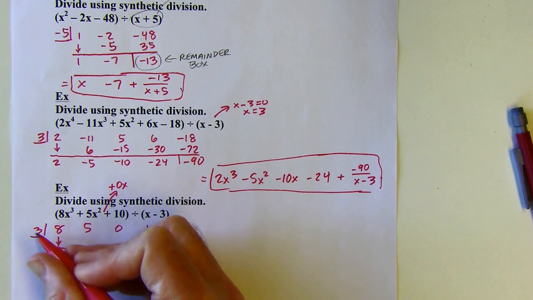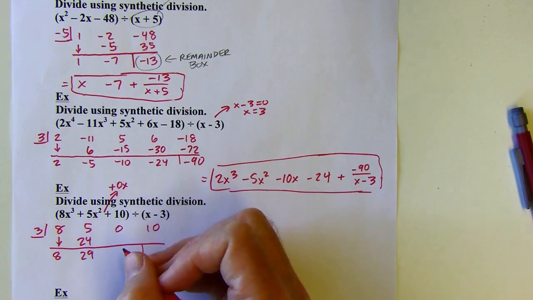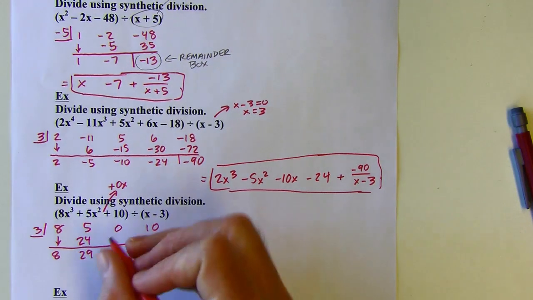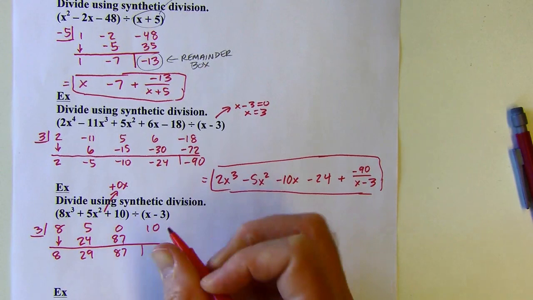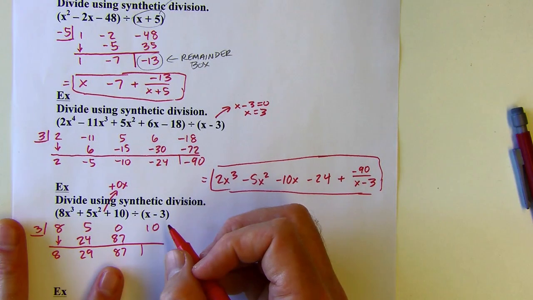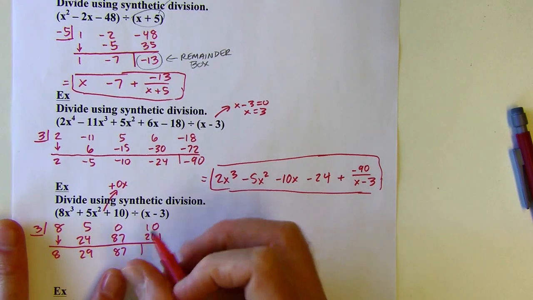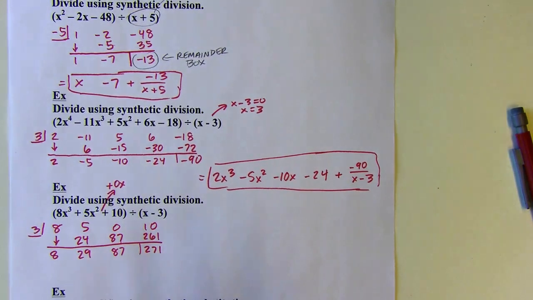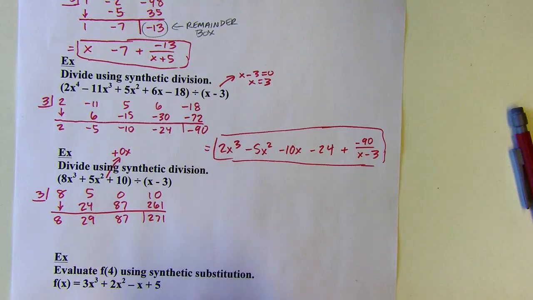So I pull down the 8, then I multiply, add, multiply. Let's see, 3 times 29. I've got 87. Add, multiply again. 3 times 87 is 261. And yeah, you've got some addition and multiplication to do, but you don't have to juggle all of this stuff that you would with long division. And then you just have to know how to build this back, okay?